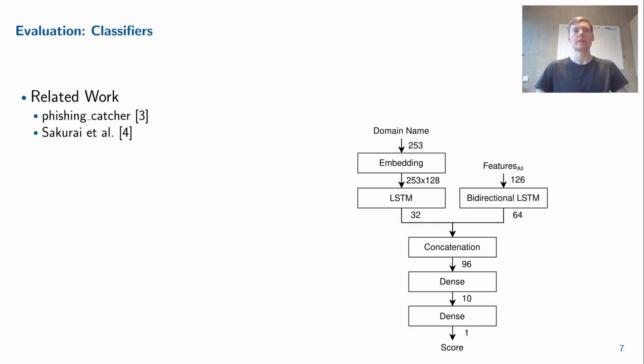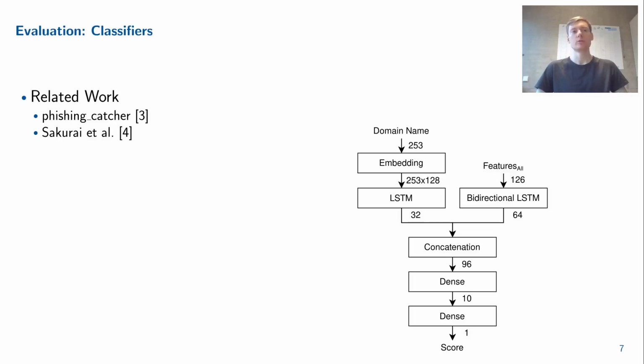First, we directly adapted 2 existing classifiers from related work to our pipeline. These are the aforementioned phishing catcher and the classifier by Sakurai and co-authors. The phishing catcher is a rule-based classifier based on hard-coded choices, which were selected by domain experts, while the classifier by Sakurai and co-authors clusters domain names and turns them into regular expressions for classification.